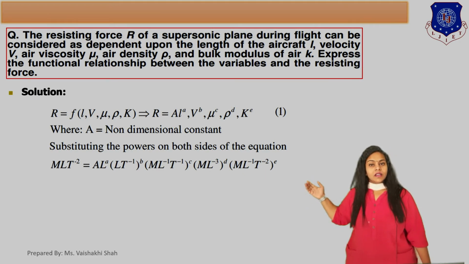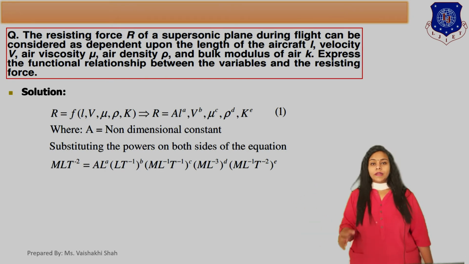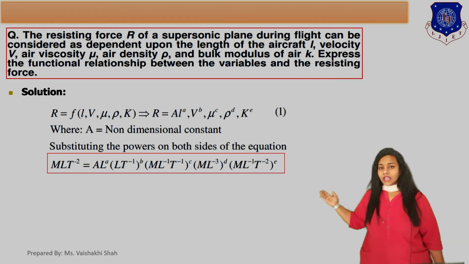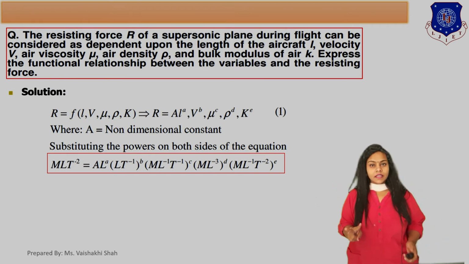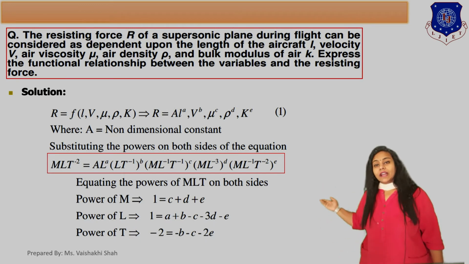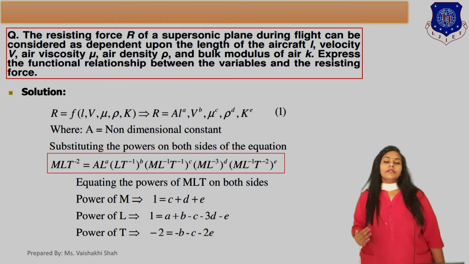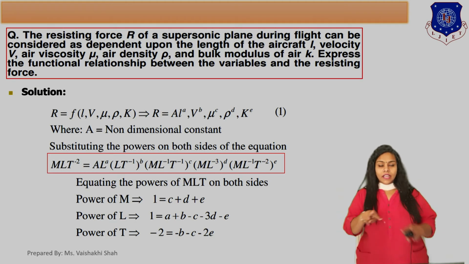Clear? Okay. In the last lecture we studied the basic quantities, that is, M in form of MLT. So, please go and refer to those quantities again for solving this example. Now, as we know, this is our equation in form of MLT on both sides. Now we will equate the power of MLT on both the sides.